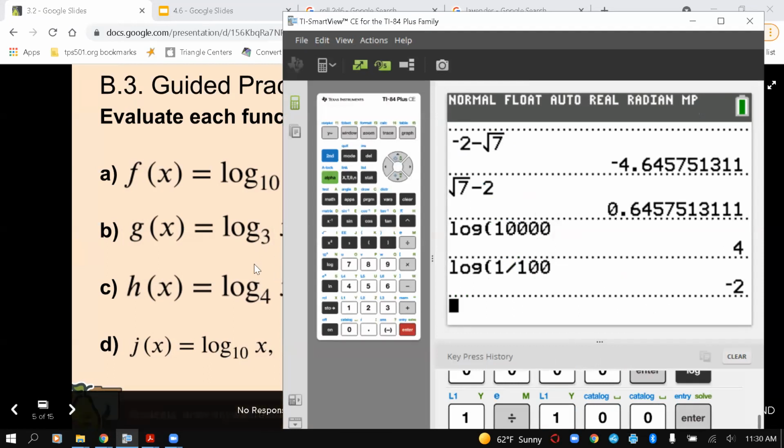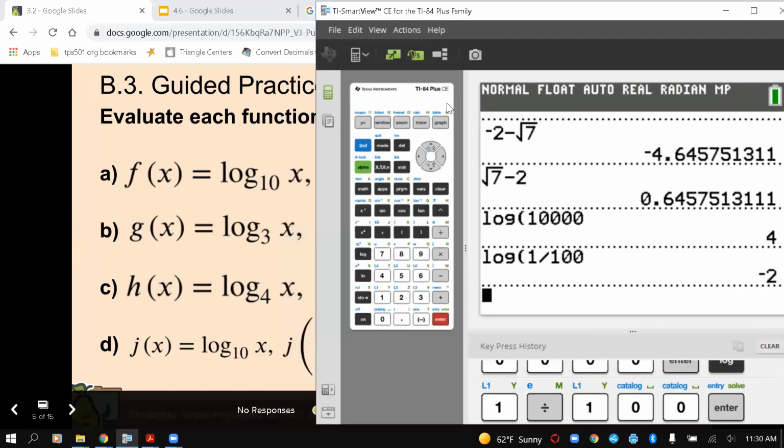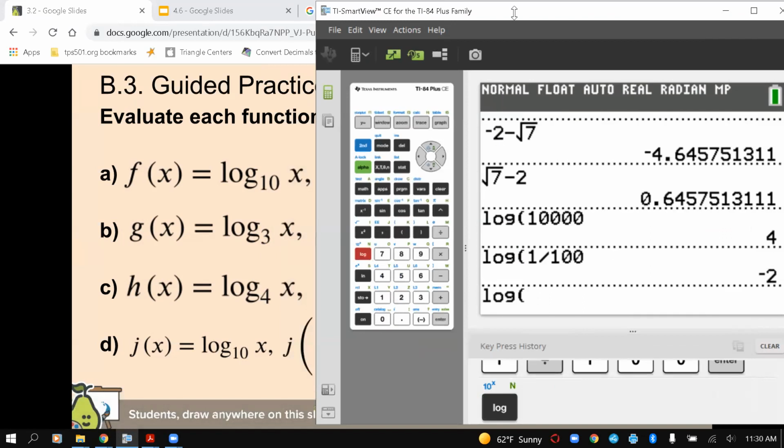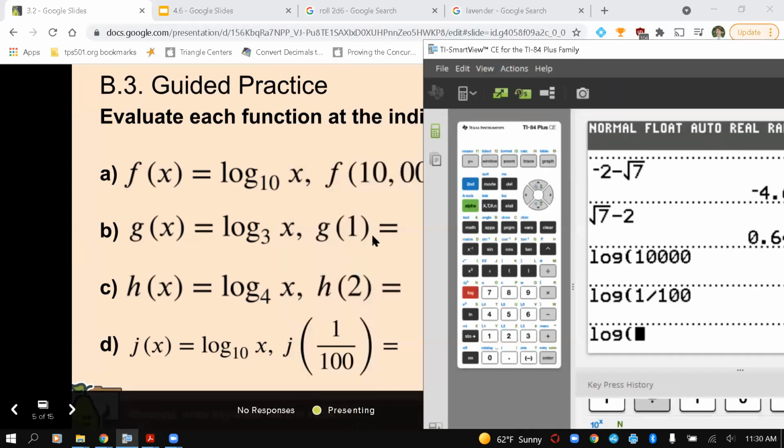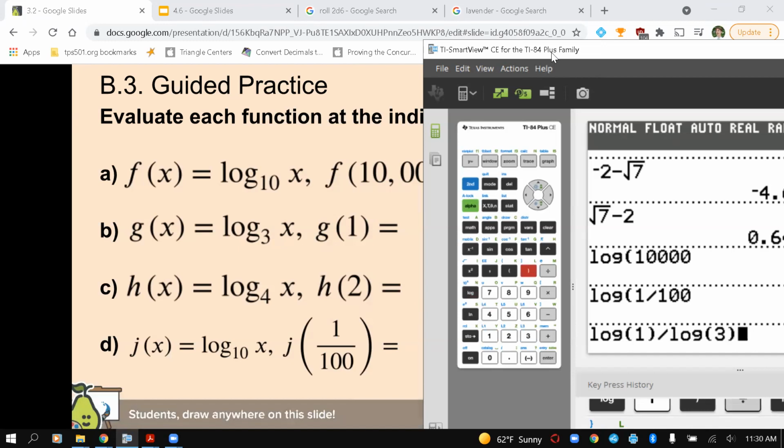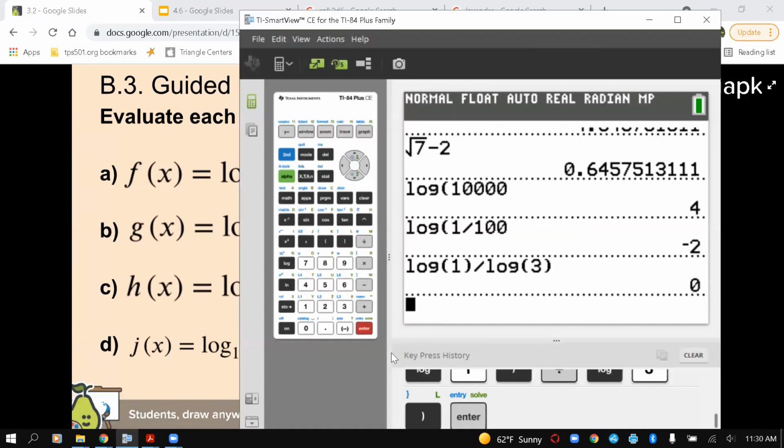All right, Mr. Lake, what do you do when the log is not 10? You can do this when the log is 10 as well. For any logarithm that's not 10, you can do it by doing log of the amount that you're taking, so log of 1, and divide that by log of your base, log of 3. Answer is 0.